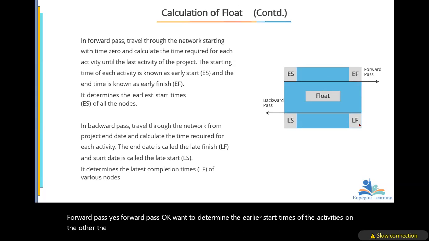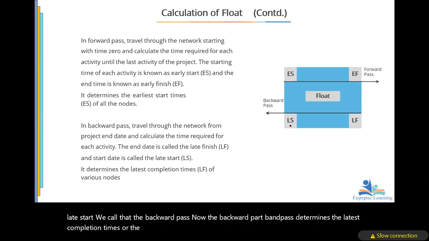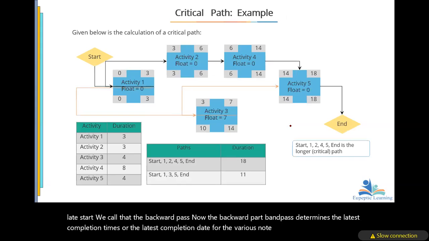And when we are moving backward, that is from the late finish to the late start, we call that the backward pass. Now, the backward pass determines the latest completion times, or the latest completion date, for the various nodes. We want to use this in determining the float. So this is typically what we do here. We start and then we end.